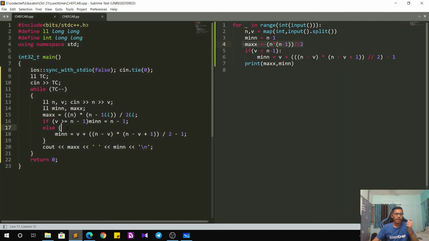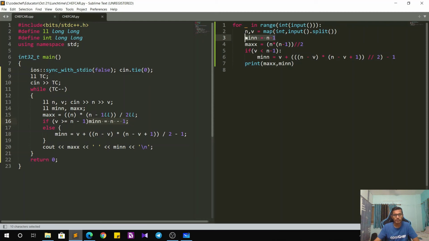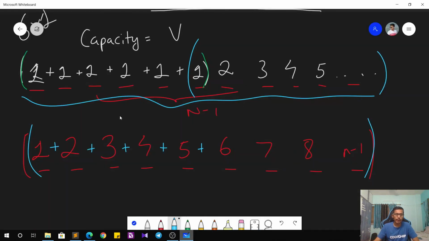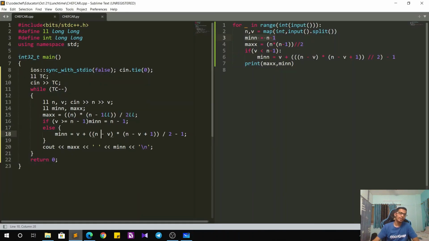For minimum, if v exceeds n minus 1, it means that you can fill all the water in the first checkpoint only. So the answer is going to be n minus 1. Pretty obvious. So we just do that, and that is again my default value in Python as well. But if the value of v is less than n minus 1, so some part will be filled at first checkpoint and the subsequent liters will be filled one by one in the other checkpoints, that is 2, 3, 4, 5 and so on. So that's what we get from this formula.